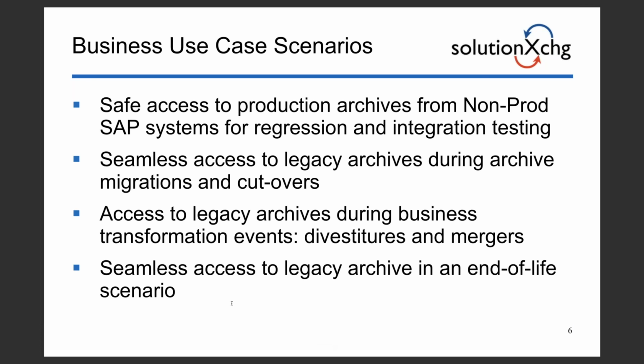What we want, and I hinted at that before, is safe access to production archive from non-prod SAP systems for regression and integration testing. Now that's a lot said in a single sentence. Again, simple and safe access to those production archives from any of those non-production systems so that you can do efficient and safe testing. We can do that using the ACC as a connector in the middle.